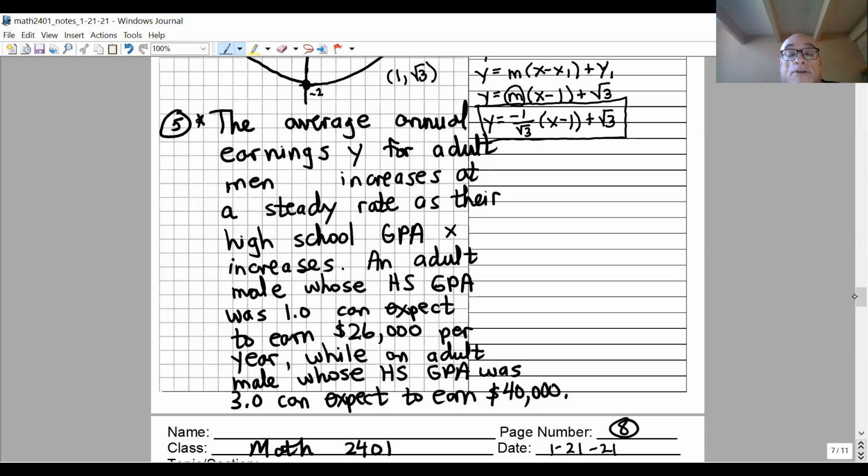Definite correspondence there, right, between how someone does in high school and what their earnings turn out to be. And this doesn't even include college, correct? All right, so you see there the description of the problem.